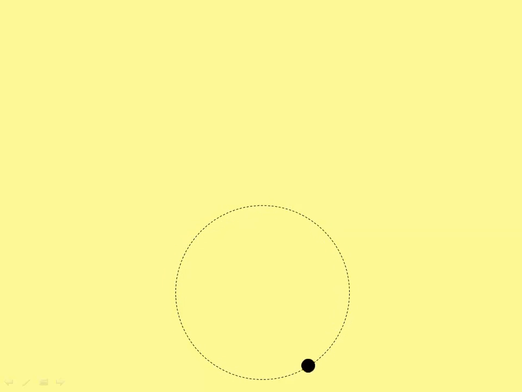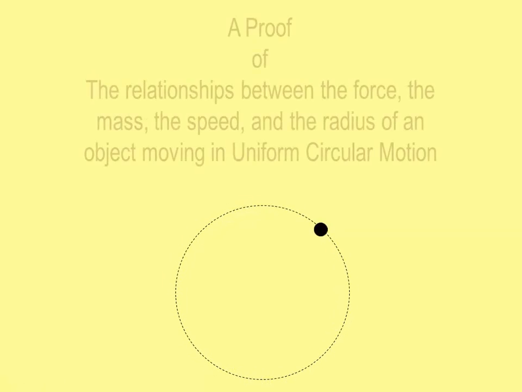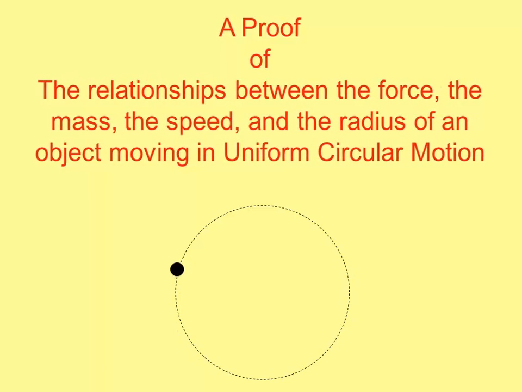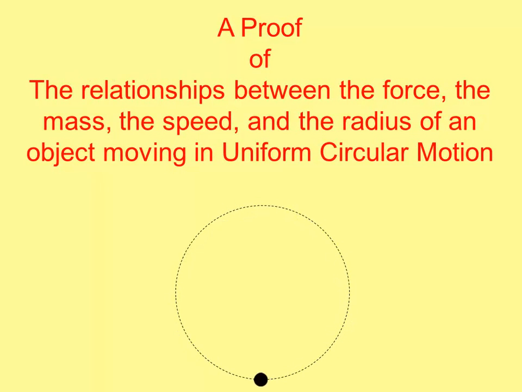Hello everyone, and welcome to a proof of the relationships between the force, the mass, the speed, and the radius of an object moving in uniform circular motion. Consider an object moving in a circle at a constant speed. Here's the circle it's moving in.